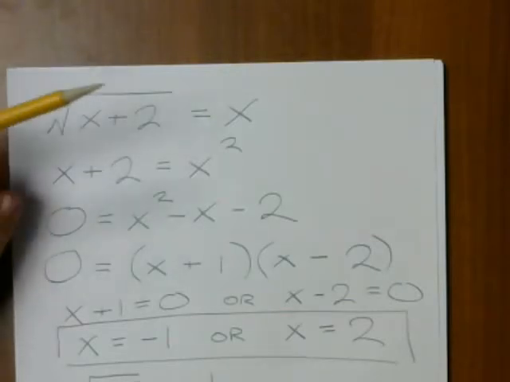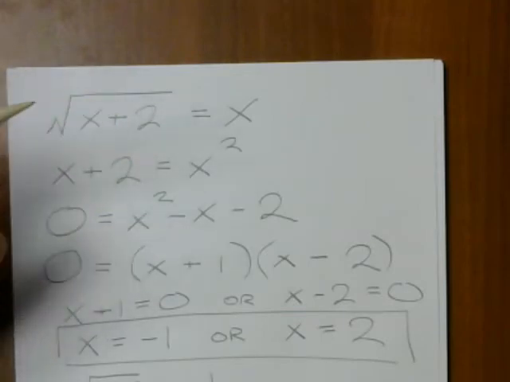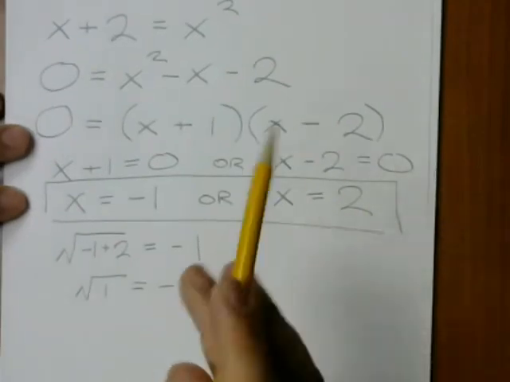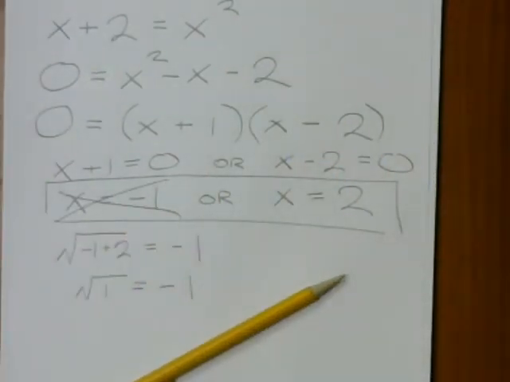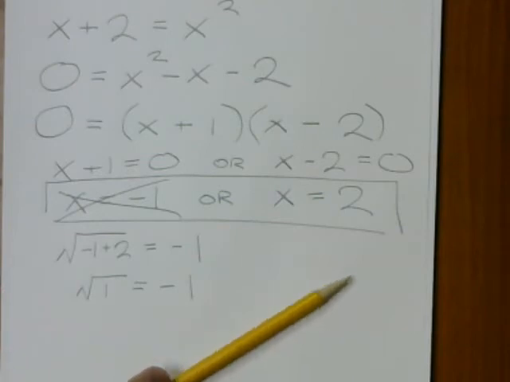Whenever you square both sides of an equation, you may be creating solutions that aren't really there in the original equation. In this case, what do we do to fix this? We just cross that out, and now we have our answer, x equals 2. We'll look at more examples like this coming up.